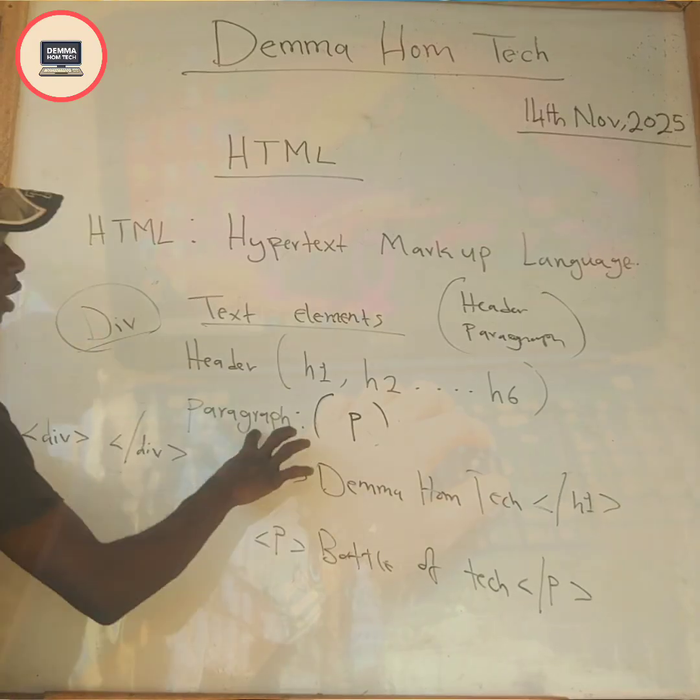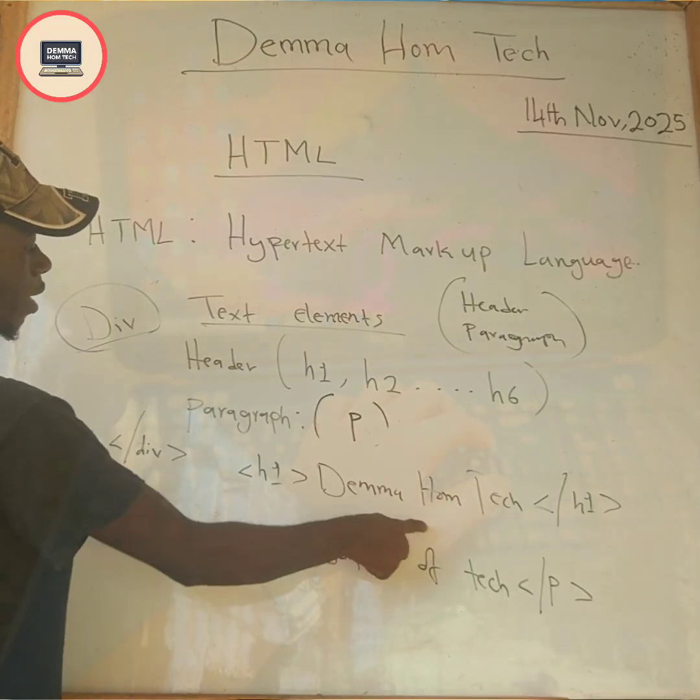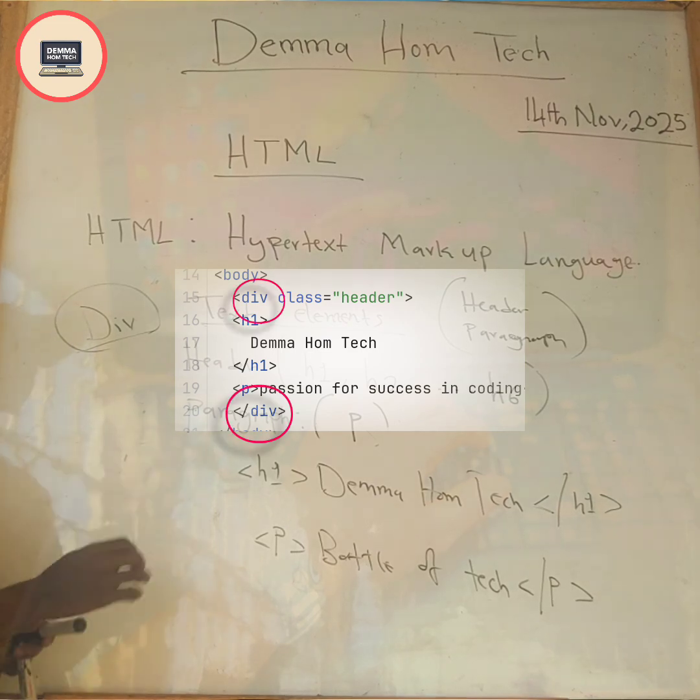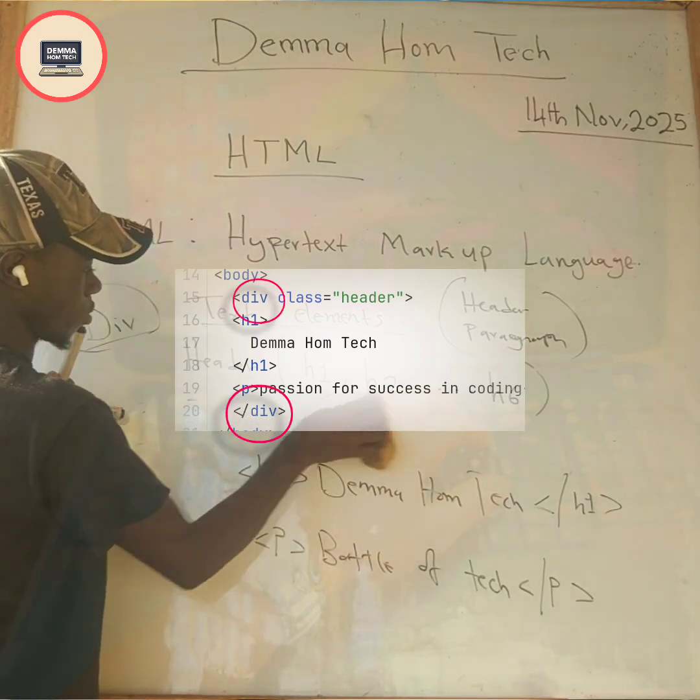So then you bring these 2. This is the header, and this is the paragraph. You bring them in between the divs. So this is how you write it.